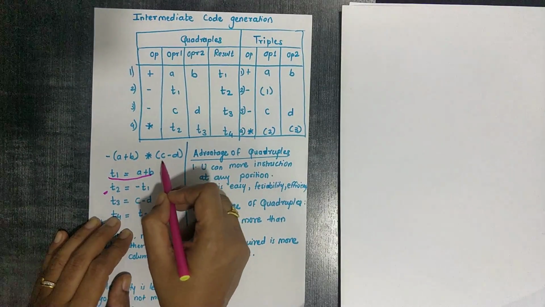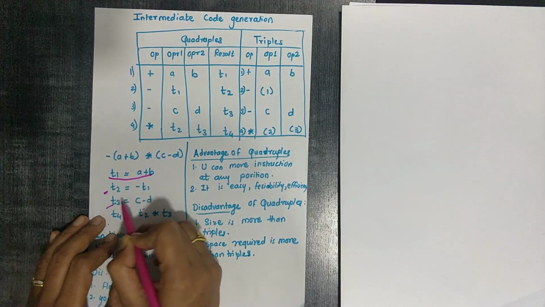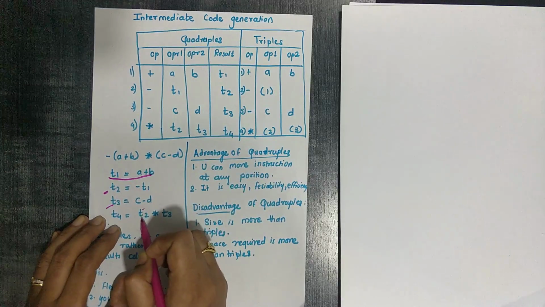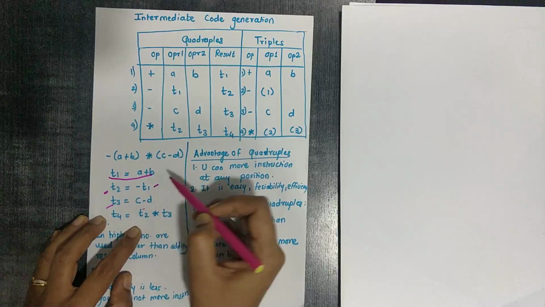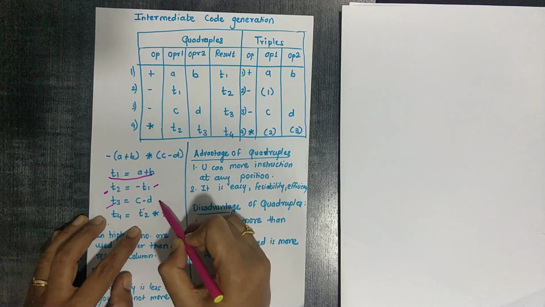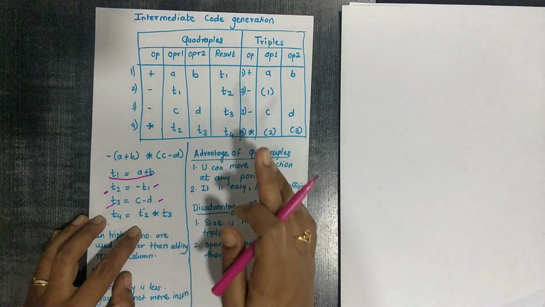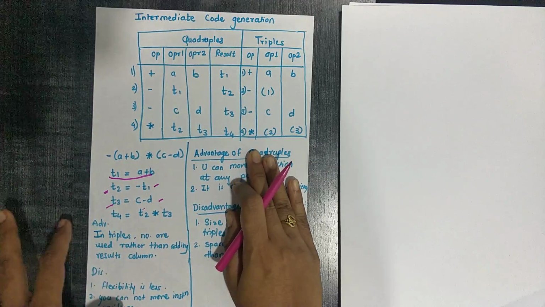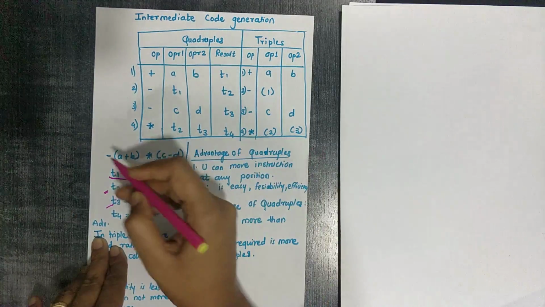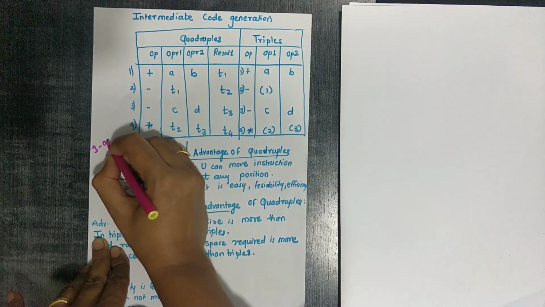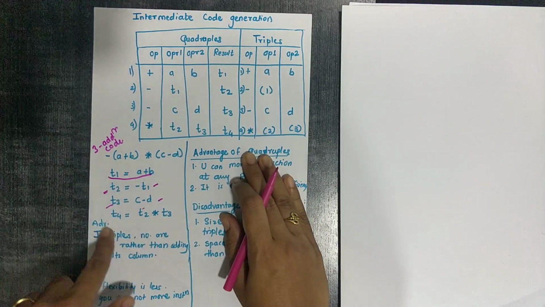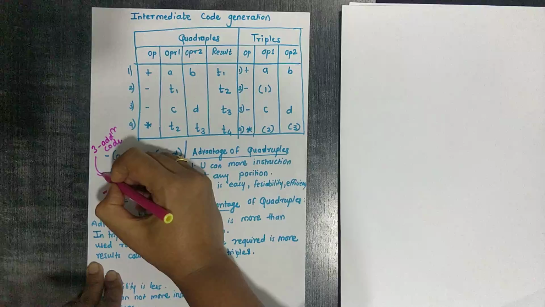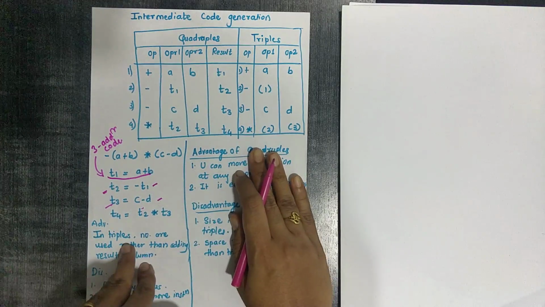Then t3 is nothing but c minus d, you can see here. And what will the last variable indicate? That is t2, this term, into t3. So you'll get this expression in t4. So this is the 3 address code, what is known as a 3 address code. Okay, this is nothing but the 3 address code as you can generate.